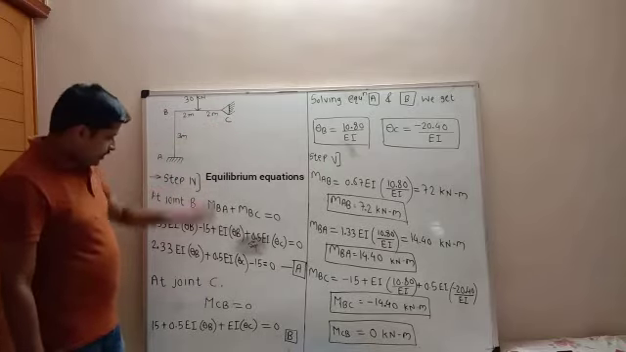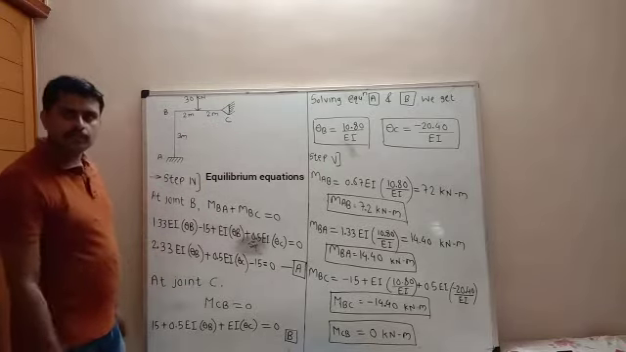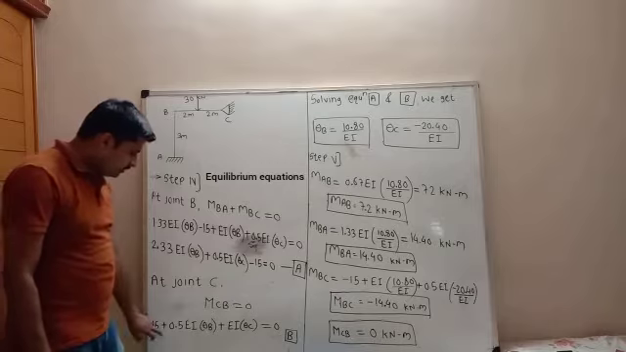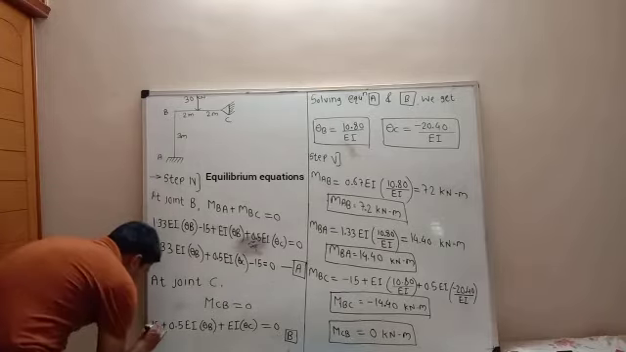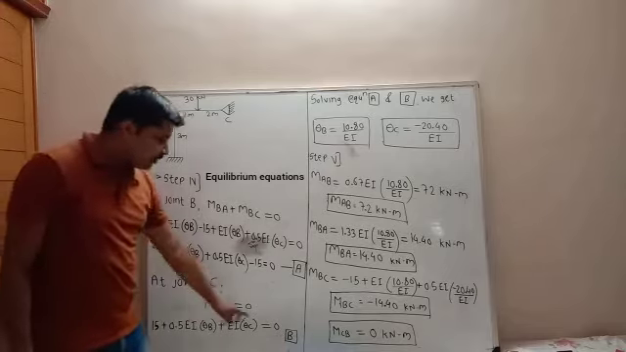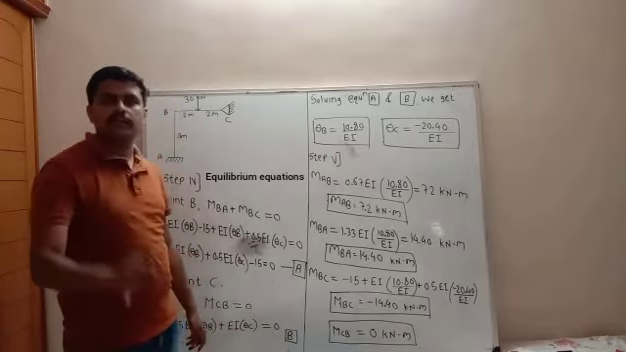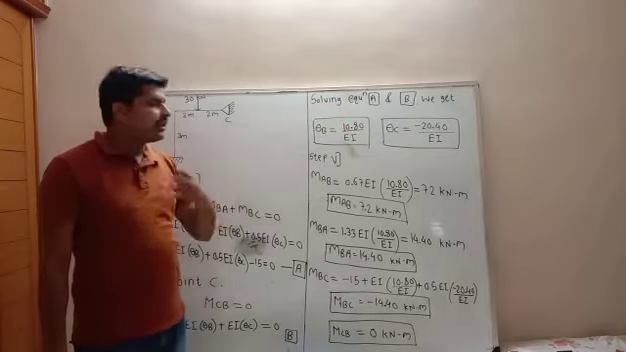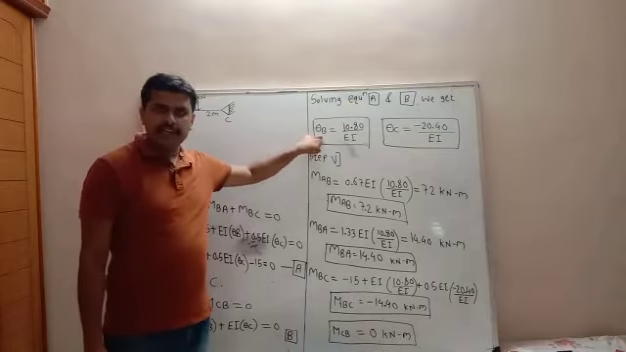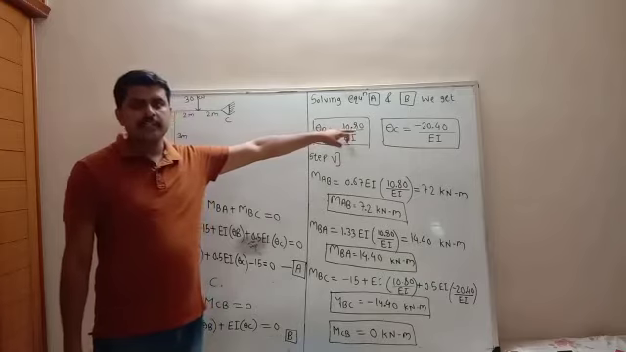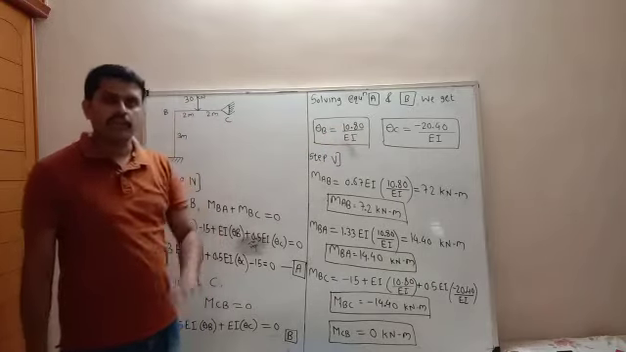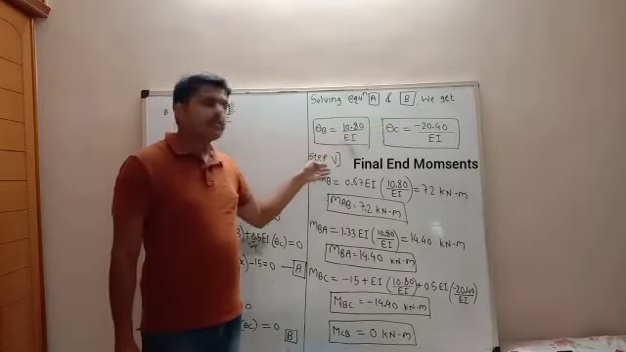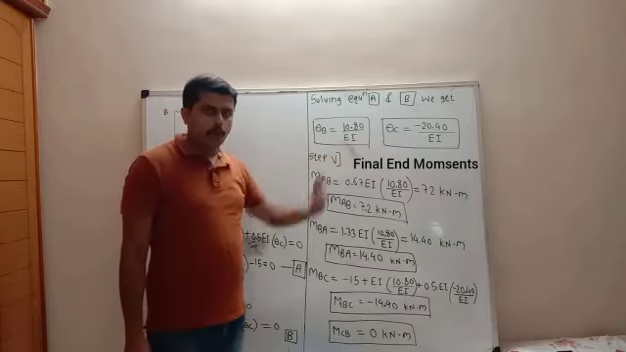At joint C, MCB is equal to 0. Put the values of equation number 4, we will get 15 plus 0.5 EI into theta B plus EI into theta C is equal to 0, which is our equation B. So solving equation A and B, we will get theta B as 10.80 upon EI and theta C as minus 20.40 upon EI.